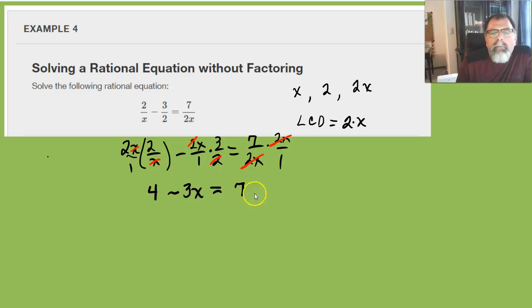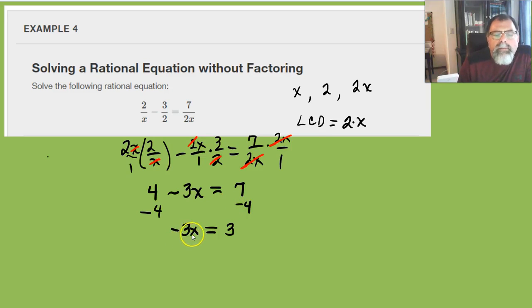Okay, so now we're left with a linear equation. So we're going to simplify the sides. They're simplified. Get all the variable terms on one side. That's done. Get the constant terms on the other. So I'm going to subtract 4 from both sides. So I have the variable terms on one side, the constants on the other.